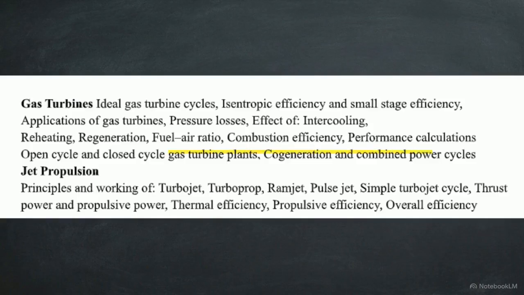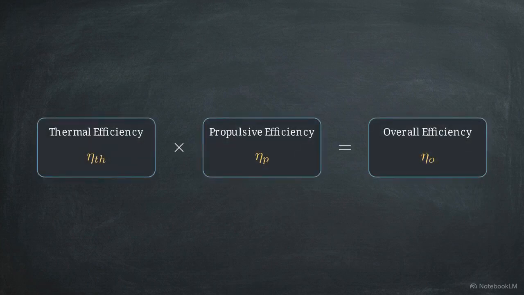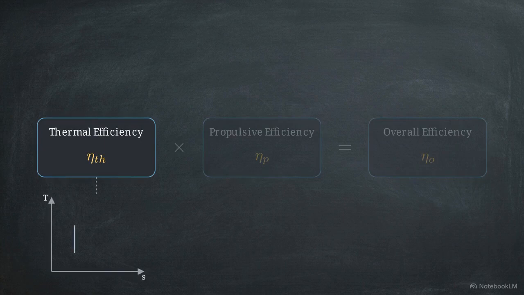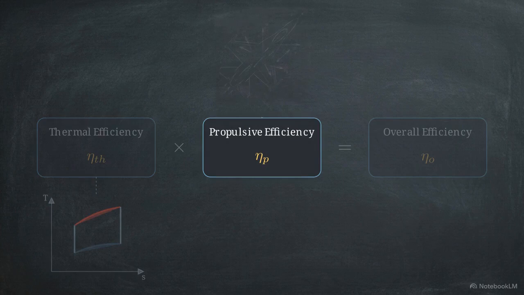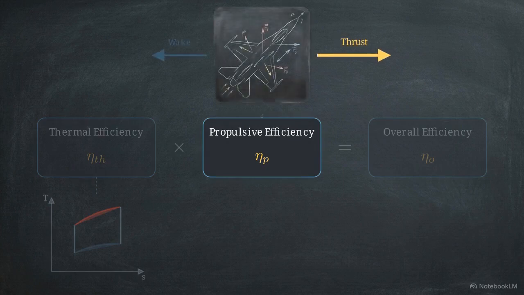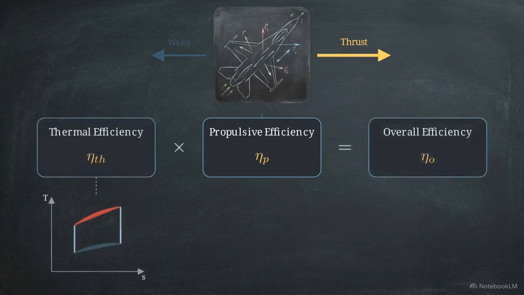To evaluate these propulsion architectures, we rely on precise mathematical definitions of efficiency. Overall efficiency is determined by multiplying thermal efficiency and propulsive efficiency. Thermal efficiency measures how well the engine converts fuel energy into kinetic energy, a direct reflection of the Brayton cycle. Propulsive efficiency measures how effectively that energy becomes useful forward thrust.